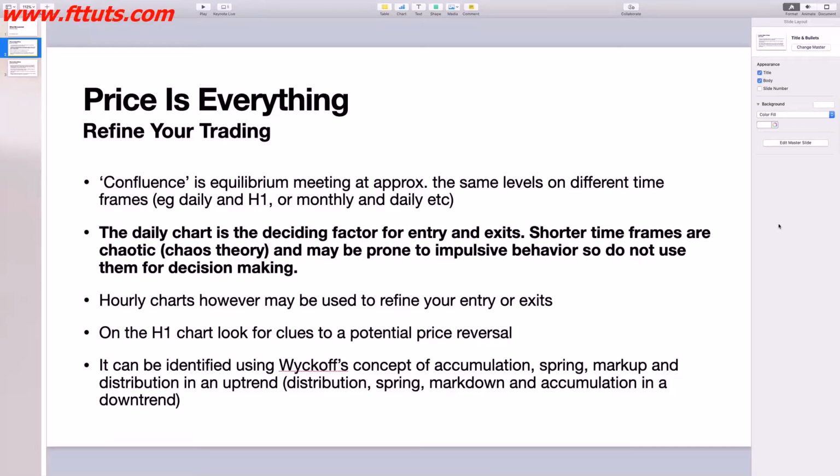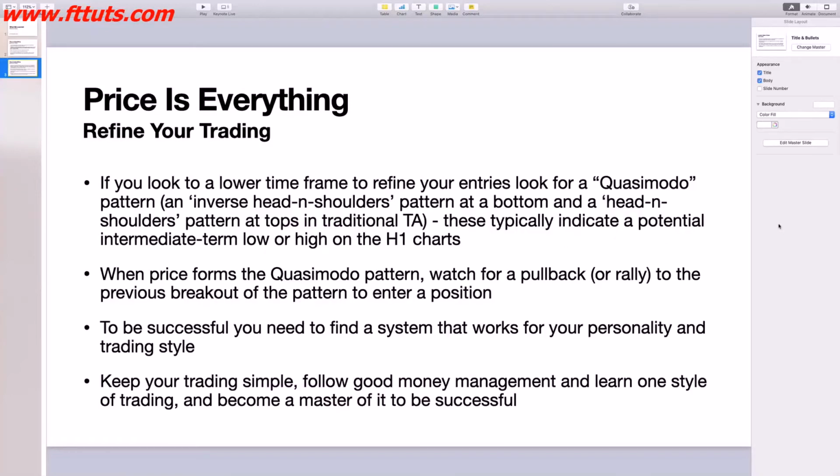Hourly charts, however, may be used to refine your entry and exits. So we dig down on the H1 chart. We start to look for clues and potential price reversals. And the example that Scott used was really, really good. You can use Wyckoff's concept of accumulation, spring, markup, and distribution in an uptrend. Distribution, spring, markdown, and accumulation in a downtrend.